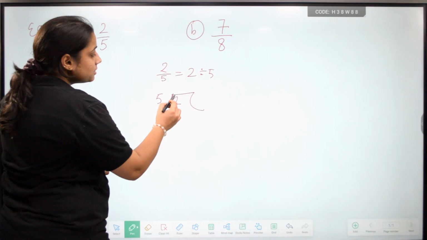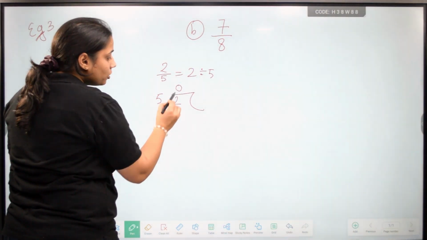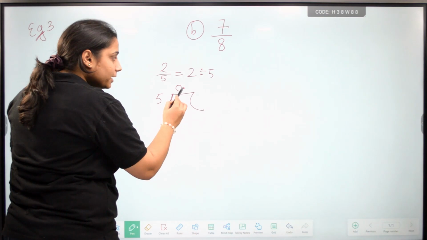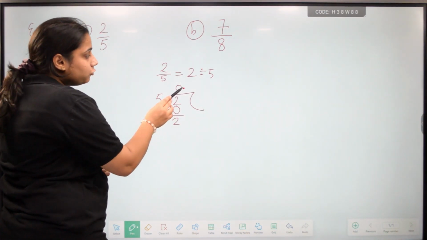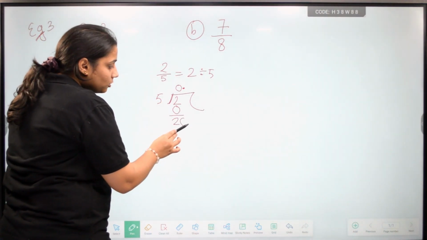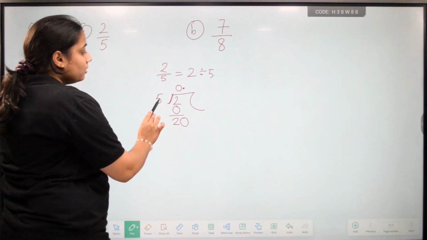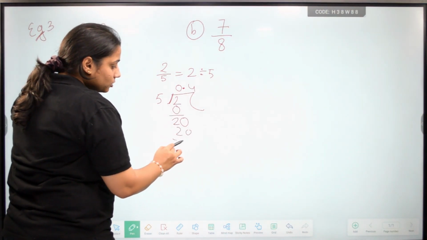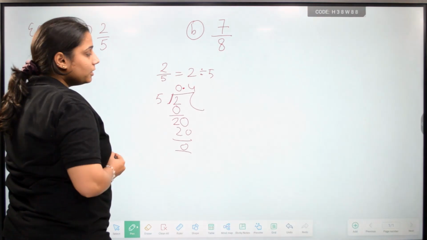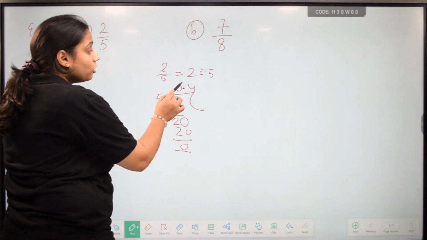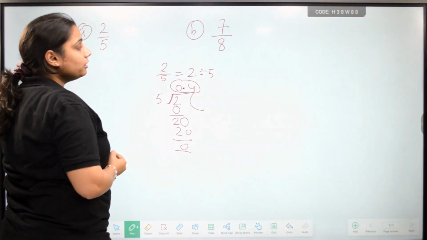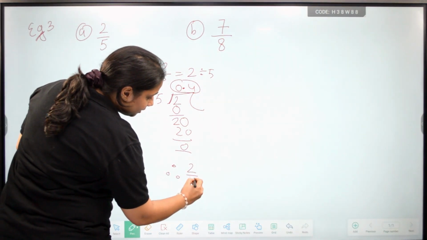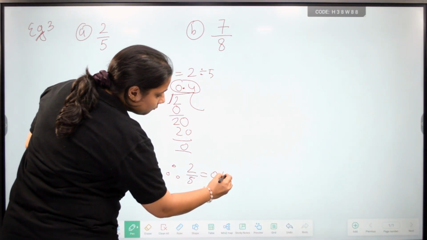So we'll divide it as, firstly 5 into 0 is 0. So we'll get 2 here. Now place a decimal here. After placing a decimal, we write 0 here. And 5 into 4 is 20. So now the remainder has become 0. So we got quotient as 0.4. Therefore 2 by 5 is equal to 0.4.